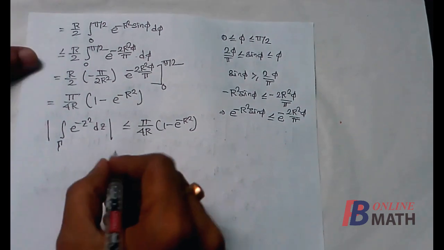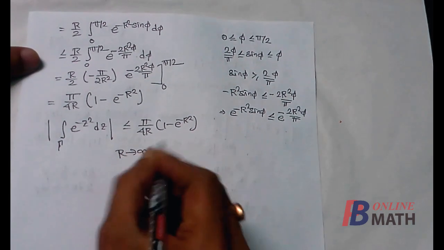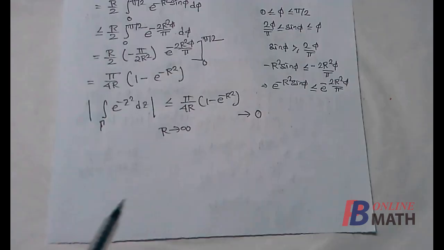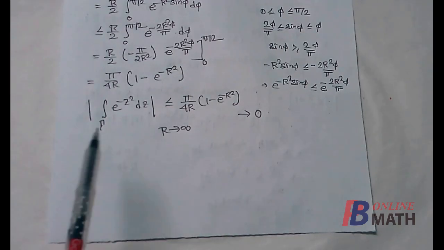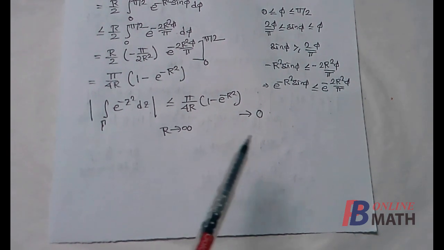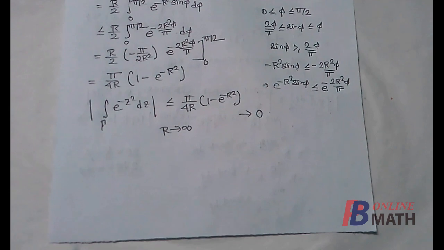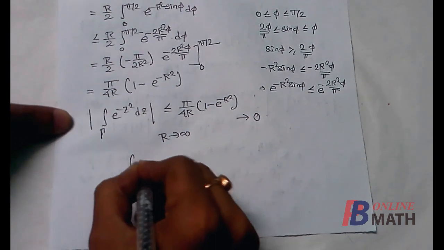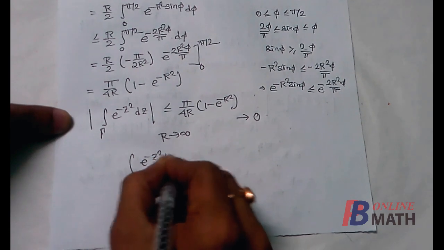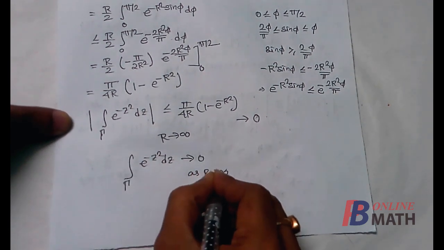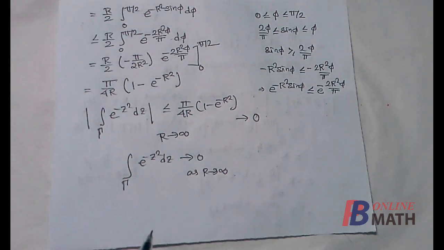Now as r tends to infinity, we find that the right hand side tends to 0. The modulus of this integral is less than or equal to this value, which tends to 0 as r tends to infinity. So the only possibility is that the value of this integral tends to 0 as r tends to infinity. So this is the result.